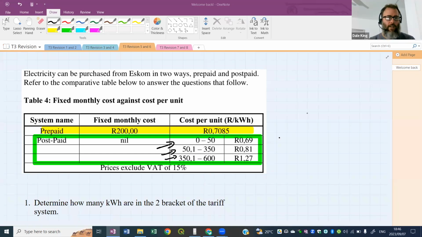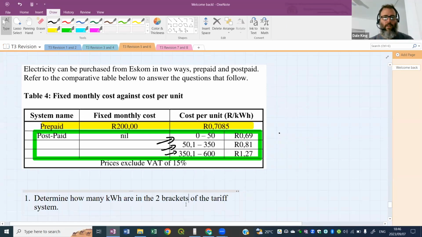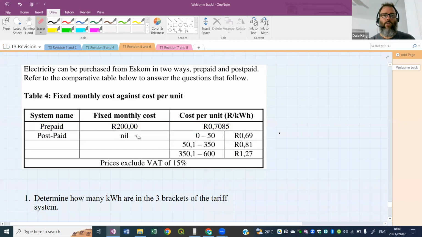Determine how many kilowatt hours are in the two brackets of the tariff system. Sorry, it should be plural. How many kilowatt hours are in the two brackets of the tariff system? In fact, let's do all three. How many kilowatts in these brackets? It's a useful thing to do, especially if you get a question. Here's a certain number of kilowatts. Calculate the total.